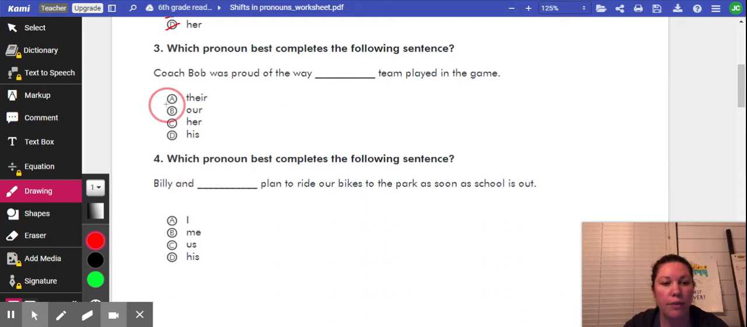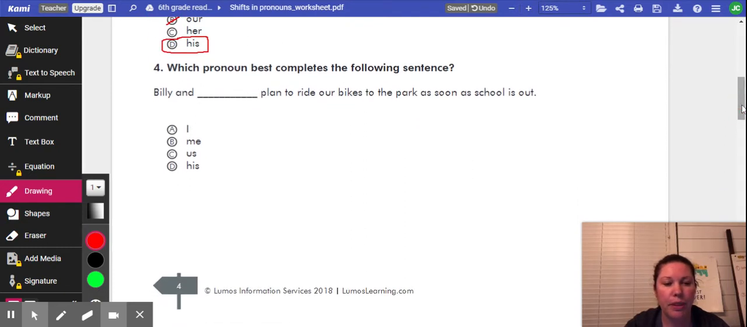Well, I for sure can cross off their because it's plural. And we're talking about Coach Bob here, who is singular. Our is also plural because it usually includes myself and Coach Bob, but myself was not included in the sentence. Therefore, Coach Bob is still singular and our is plural. So it's either her or his. And Coach Bob is not normally a woman's name, so I think it's safe to say that we can say it is his. So Coach Bob was proud of the way his team played in the game.